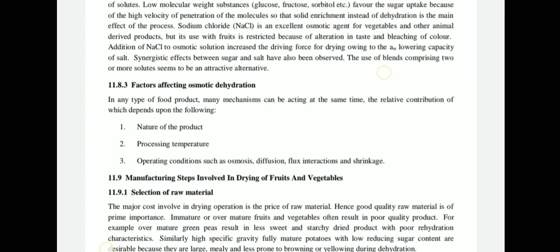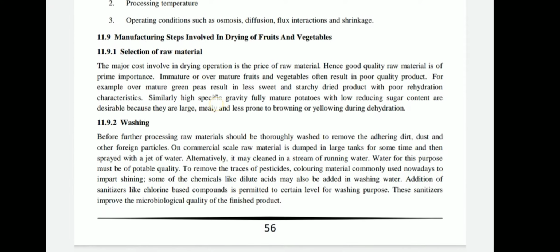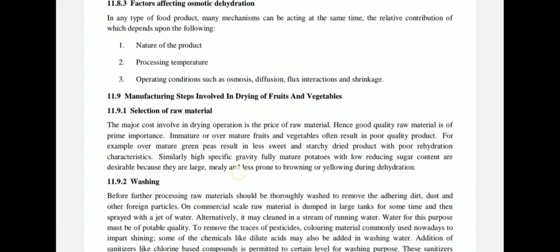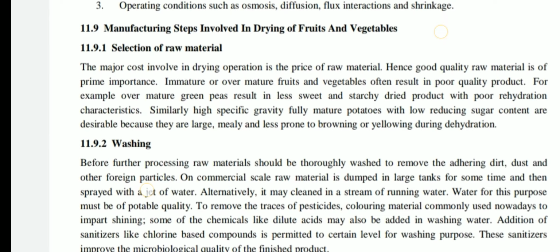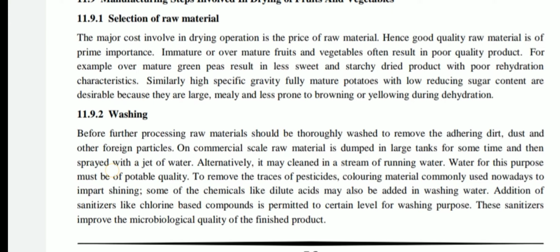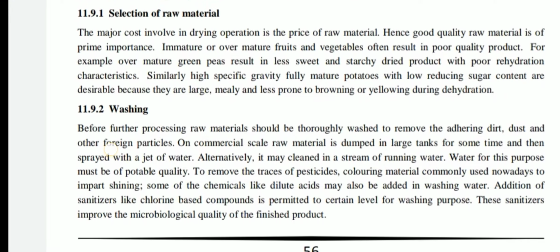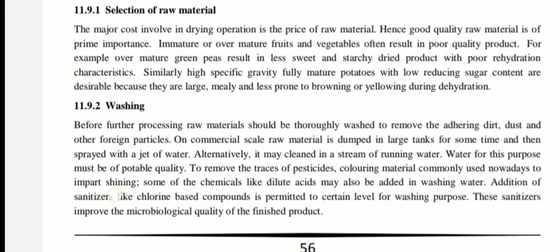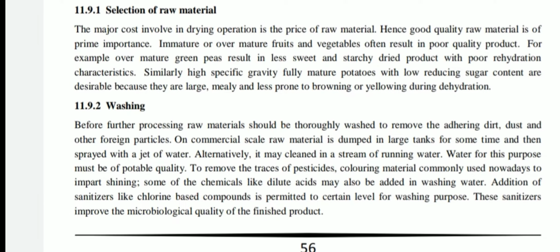Now moving towards the manufacturing steps involved in drying of fruits and vegetables. Selection of raw material is the first, because we need the commercially matured food which has intact texture, not the soggy one or over-ripened fruit which can disintegrate easily by the effect of hot air. So the specification for each and every variety of fruits and vegetables is different.